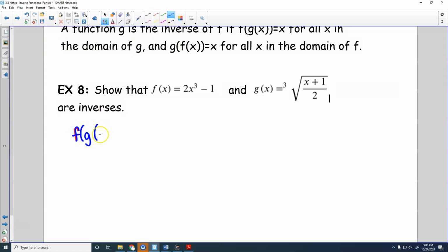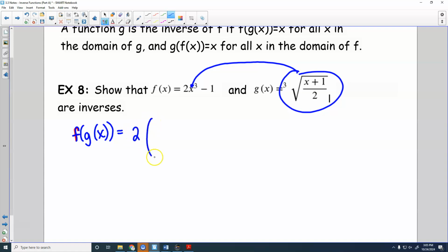So like if I do f of g of x here, that means I would be taking g of x and plugging it in right there for the x. So I would have 2 times the cube root of (x plus 1 over 2) cubed minus 1. And what should happen is things should start canceling, boom, boom, boom, until you're down to an x. But if you were having to show your work on this, you can't just mark everything out and put equals x. You've got to show how that happens. What would cancel first here?